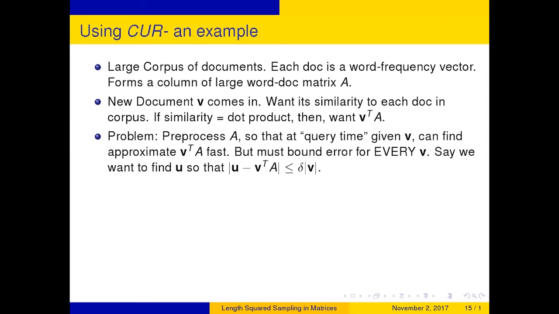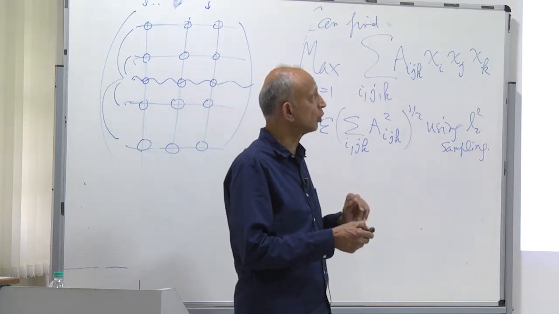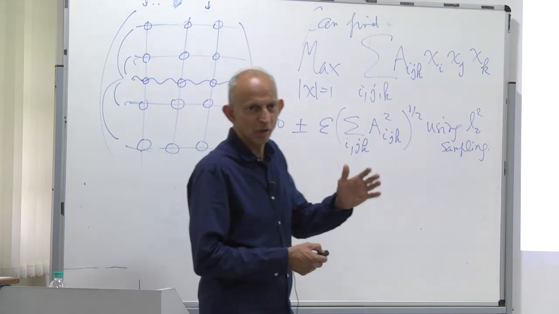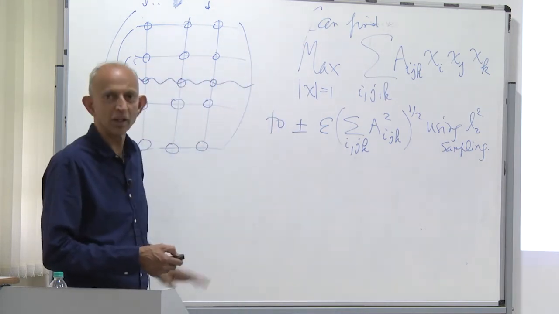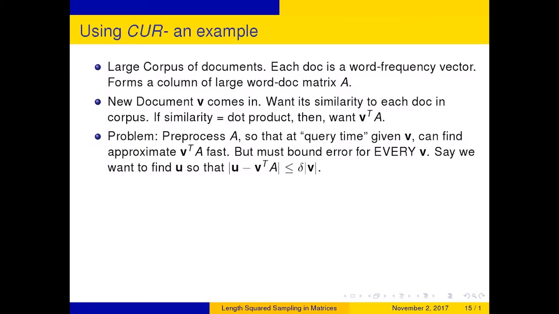And I must find the similarities vector quite fast. I don't want to spend n cubed time for that, right? But also, we better be accurate about this vector, for every document V. So when I pre-process, I don't know which documents I will be faced with later, right? So I have to pre-process so that I'm correct, approximately, on every vector V. So we want to find a U, let's say, so that U is an estimate of V transpose A.